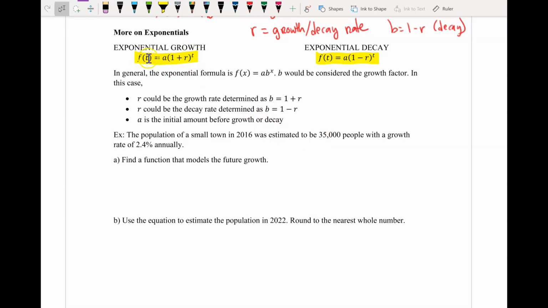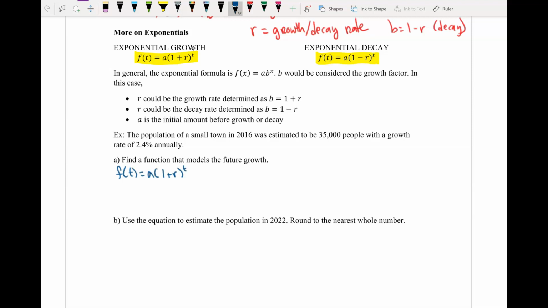Notice that now there's no x, there's a t. We're substituting it because t stands for time, so it's better to use t as opposed to x. So we're going to write f of t equal to a(1 plus r) to the power of t.